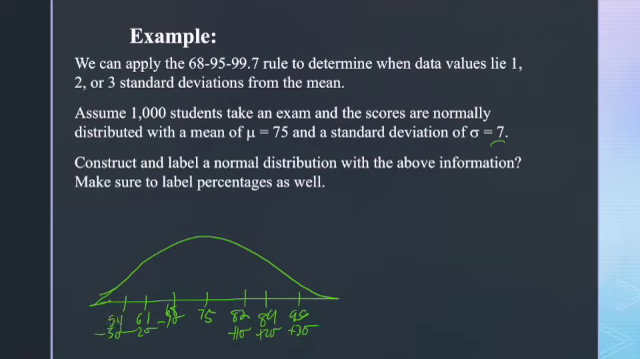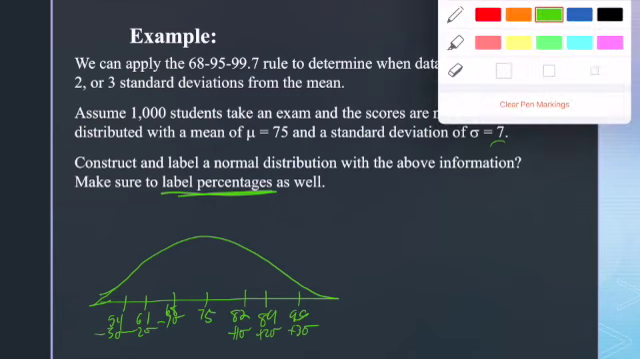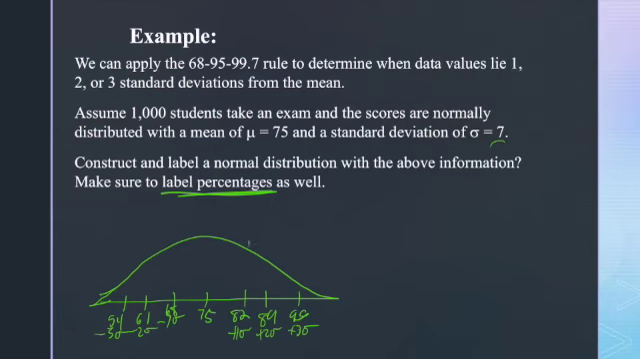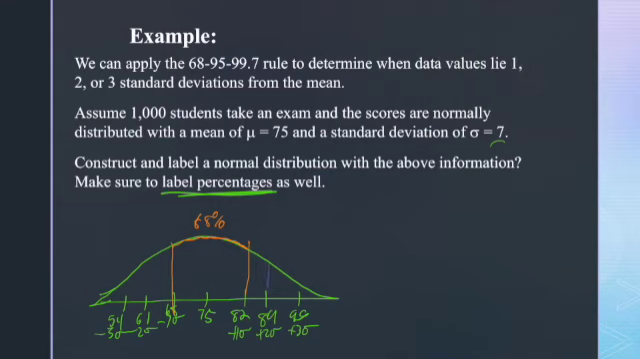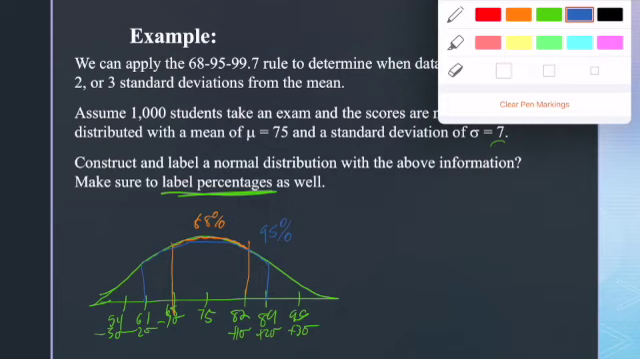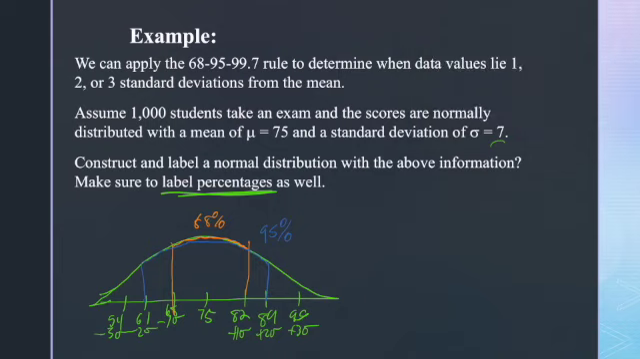So this asks us to label our percentages. I don't need to interpret using a sentence like we did in a few examples ago. Let's label our percentages. So if I go within the first standard deviation, I have 68% of data. If I go within the second standard deviation, I have 95% of data. And if I go within the third standard deviation, sorry, I couldn't pick a color, I have 99.7% of data.